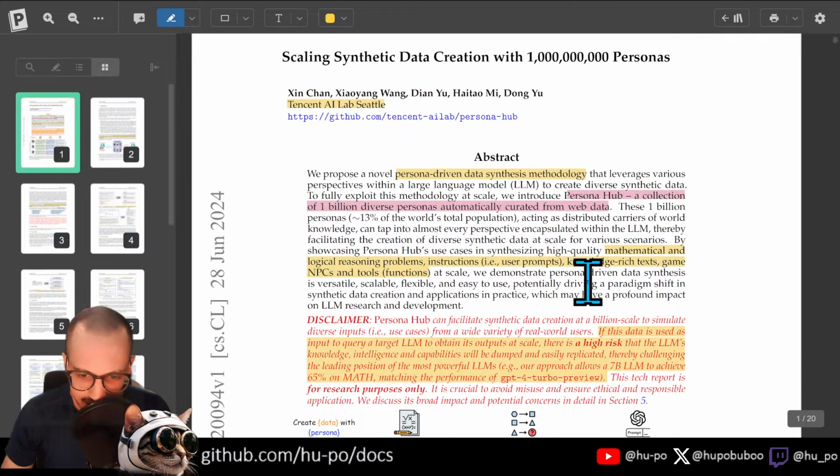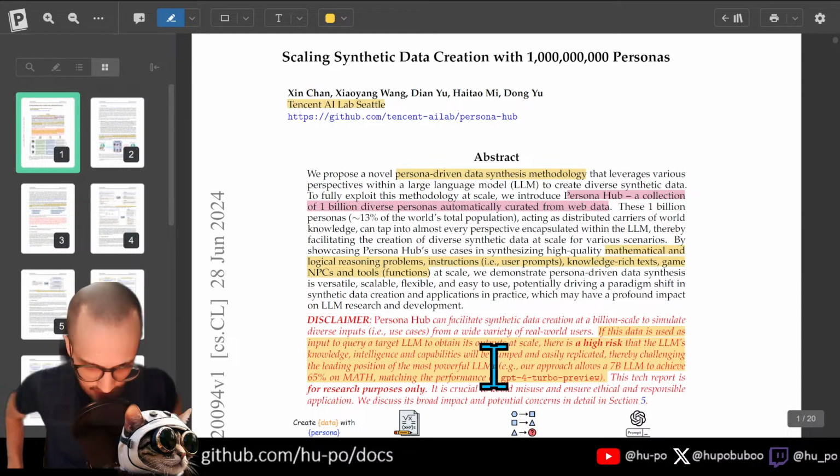But it really performed so well that they have a disclaimer here in the abstract where Persona Hub can facilitate synthetic data creation at billion scale. If this data is used as an input to query a target LLM to obtain its outputs at scale, there is a high risk that the LLM's knowledge, intelligence, and capabilities will be dumped and easily replicated, thereby challenging the leading position of most powerful LLMs.